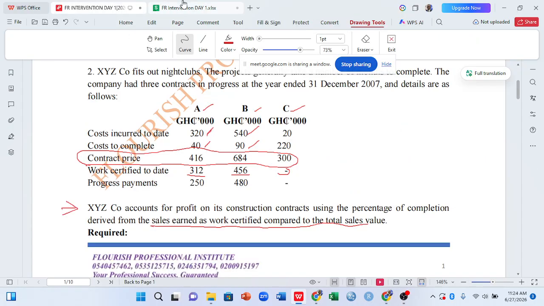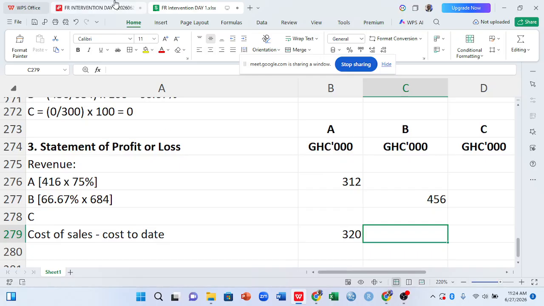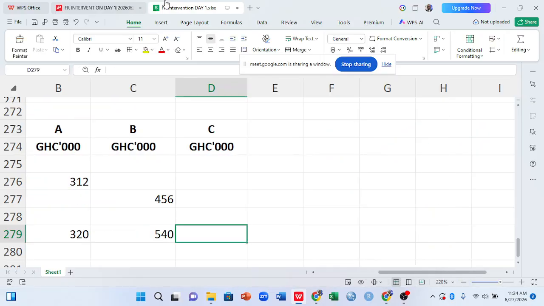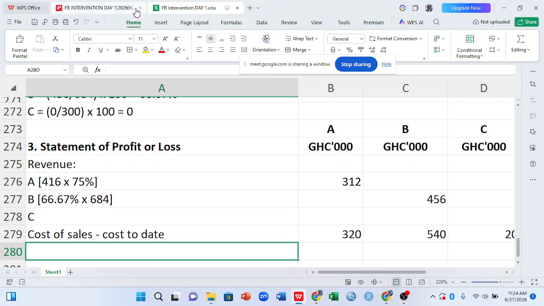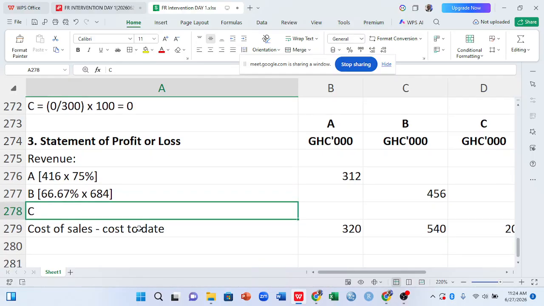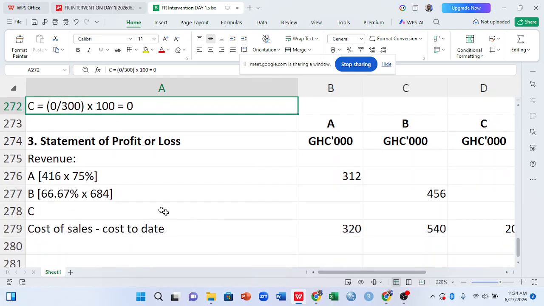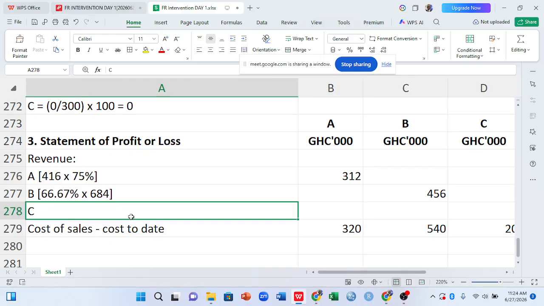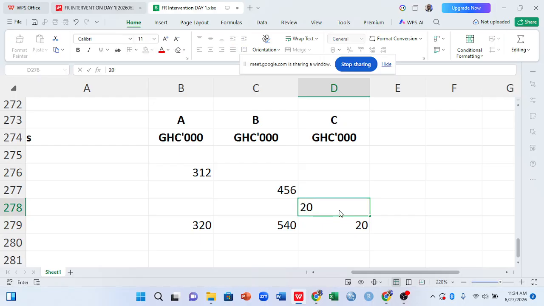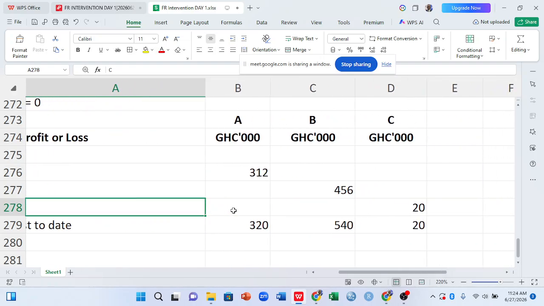Cost to date is 320, and then we have 540, and then we have 20 here. Now let me come back to the revenue for C. Since progress cannot be measured, the standard says the revenue you record here should be the same as your cost to date. So C's revenue will be 20, so that your profit will be nil.